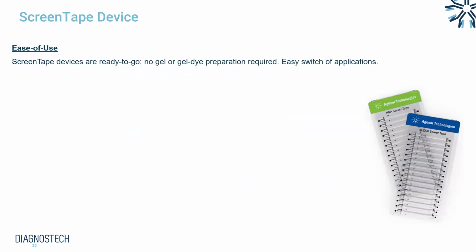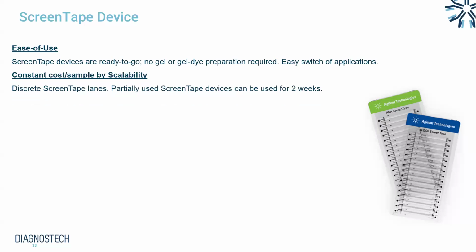So as I've mentioned, these screen tape devices that are used in your tape station are easy to use. They are ready to go. There's no gel or gel dye preparation required. And you can also very easily and quickly switch between applications. So you could do a DNA run and straight after you could do an RNA run.